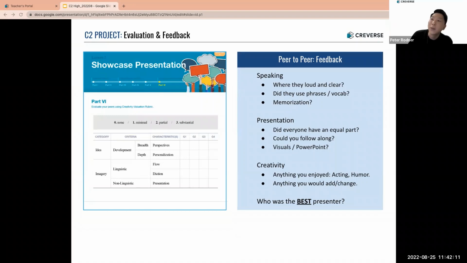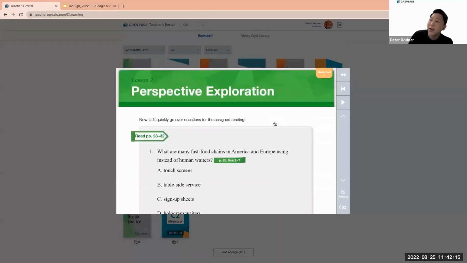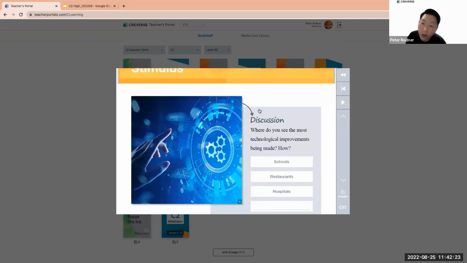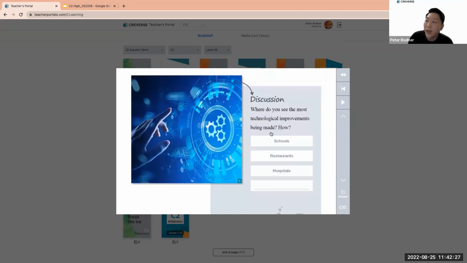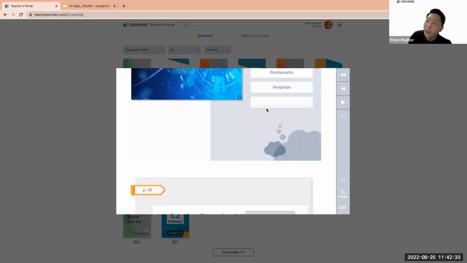All right, so I'm gonna go through the SMART textbook just so you can see what it looks like. Again, this one is lesson 2, because it has the perspective exploration, but it's pretty much similar to lesson 1. You'll start off with the stimulus section. It's just a short answer, a choose: where do you see most technology improvements being made? How? They choose their answer or they can input their own answer, okay?